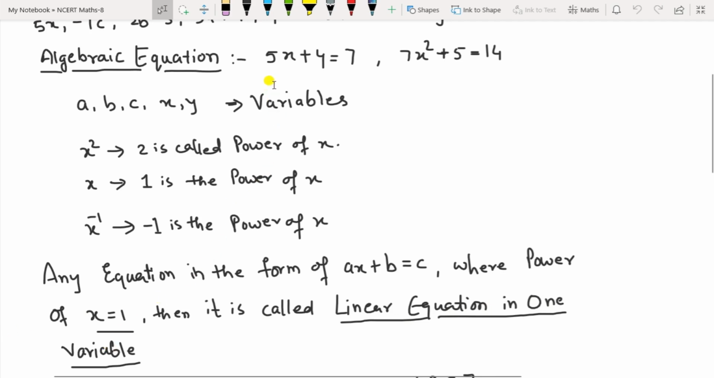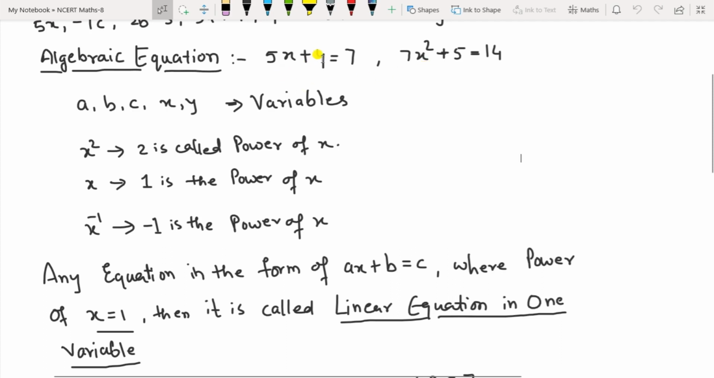See, for example, I have given here two examples. This is 5x plus 4 equal to 7, and the second example is 7x square plus 5 equal to 14. In the first equation, the superscript of x is 1, so this equation is called a linear equation in one variable. But in this equation, 7x square is there, the power of x is 2 here. So this is not a linear equation in one variable.